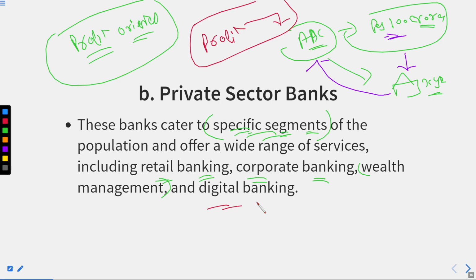All right, in lieu of this, or you can say in exchange for this, the XYZ bank will charge some fees. Okay, digital banking, like now you can see you have an app of each and every bank to perform various tasks. All right, so these are the private sector banks' services and the specific segments criteria.